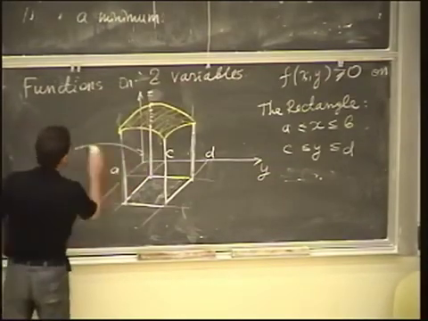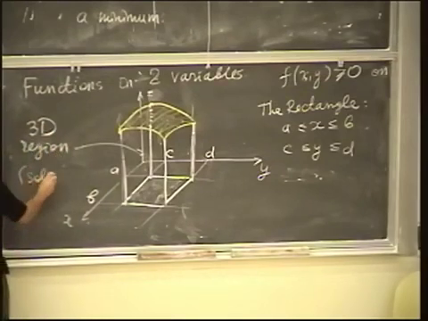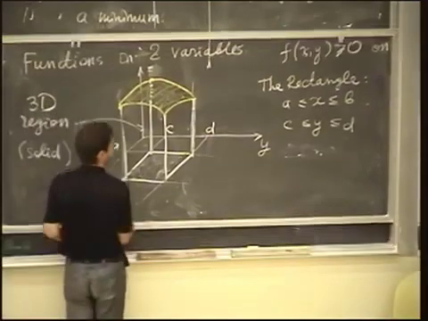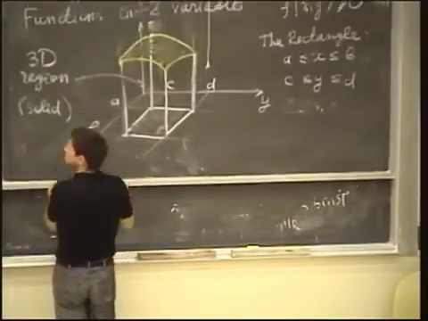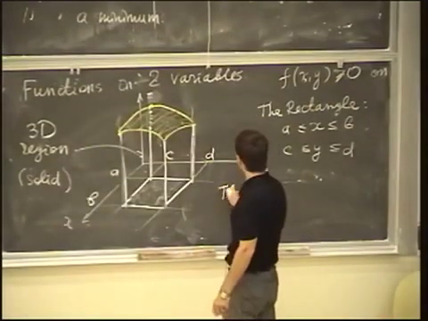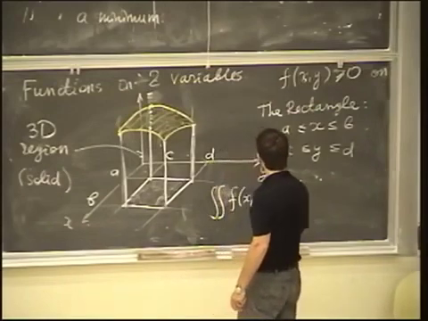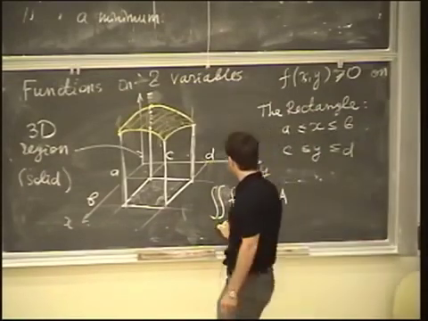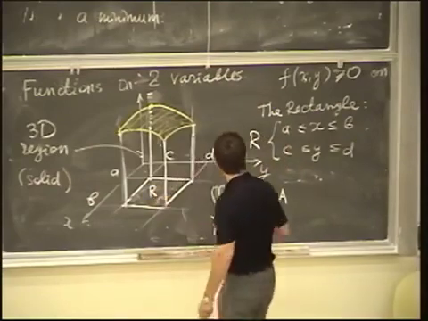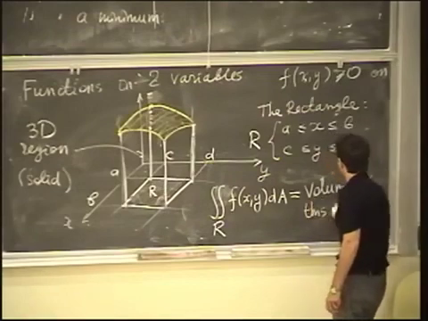Right? So we've got this 3-dimensional region, which we'll often call a solid. So think of it as a piece of solid. And the integral, let me just write here. The integral of the function f of xy dA, this will be the notation for this integral over this rectangle. Let's call this rectangle R. So this is R. It will represent the volume of this solid.